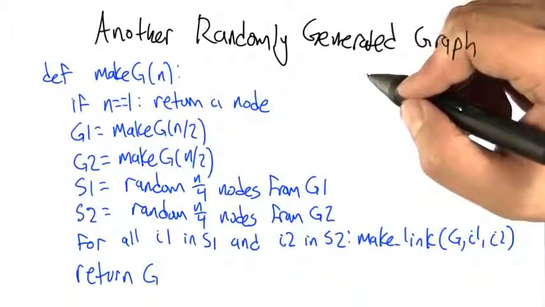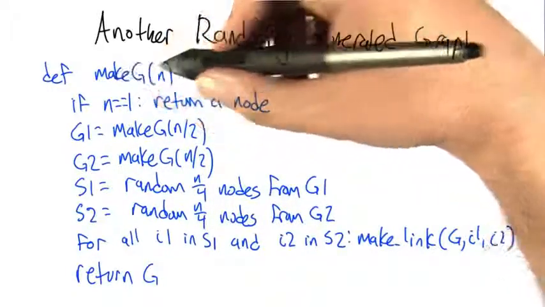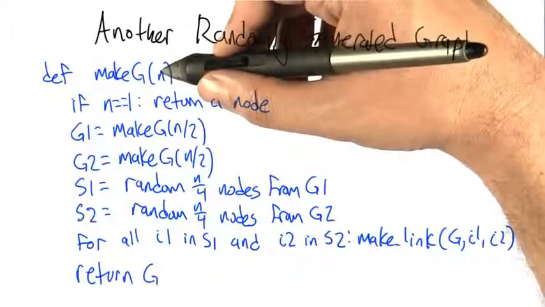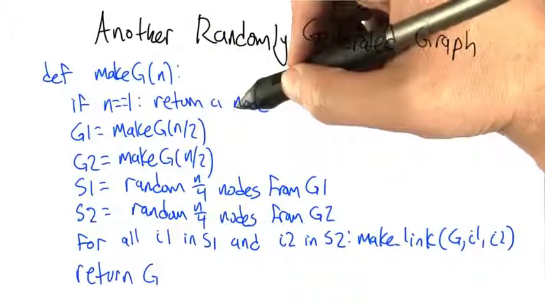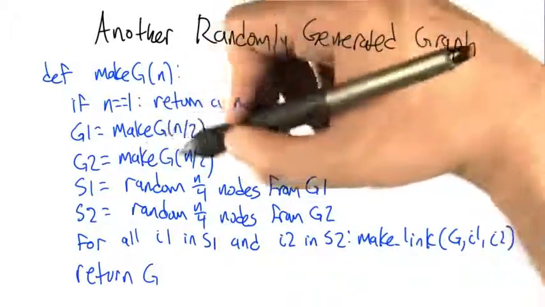So we're looking at the same basic setup as last time, where we're making a graph with n nodes, and again, we're going to assume n is some power of 2. If it's just a single node, we just return that node. Otherwise, we recursively generate the two subgraphs.